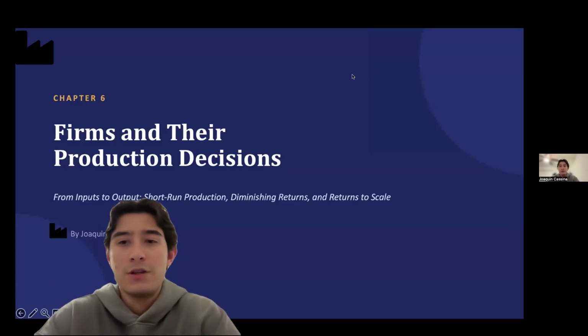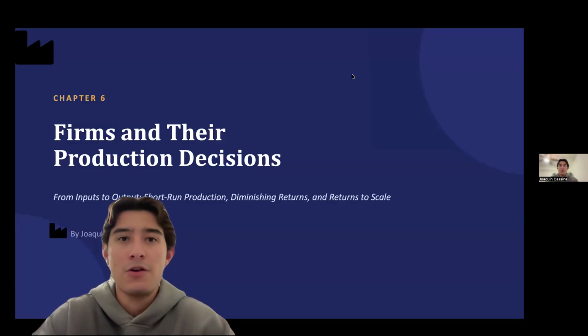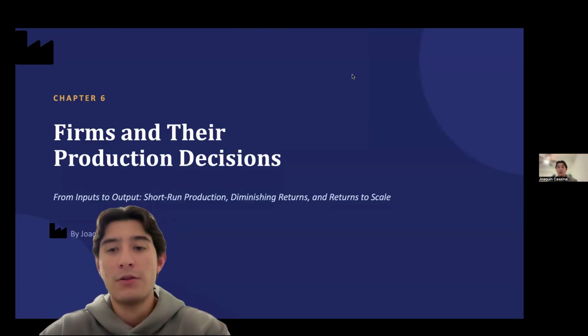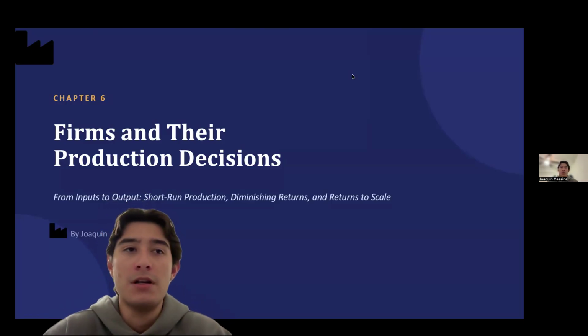Hello, everyone. For this video, I'm covering Chapter 6, Firms and their production decisions. Specifically, I'm going to walk through how firms turn inputs into output in the short run, why adding more workers doesn't always help, and what happens when a firm scales its whole operation.